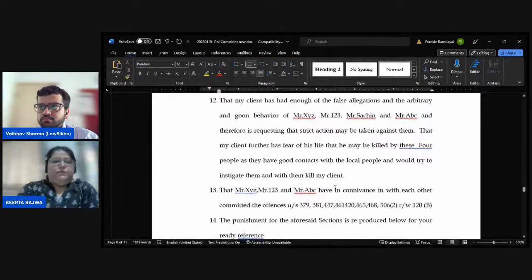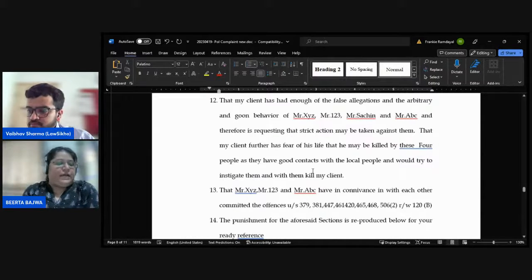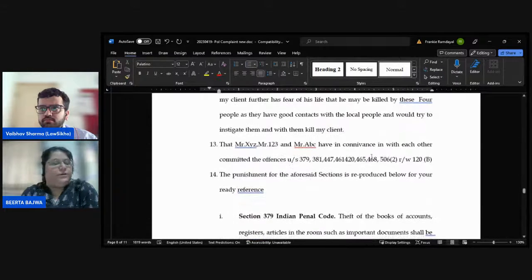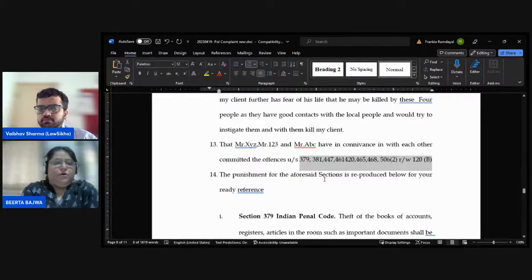That's it. Then at the end you will end it by saying that this is enough and strict action needs to be taken against them, whatever fear your client has. And if you look at paragraph number 13, that in connivance with each other they have committed the offences. What offences? As I said, if you are citing these sections, you need to write what sections and what offences they have committed.